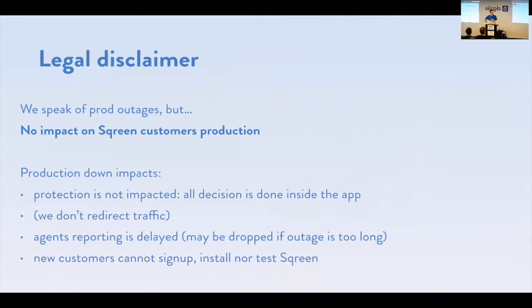I want to tell you that our customers are not impacted by these production outages because we don't redirect traffic, all the protection is done inside the application. So even if Sqreen is down, your application is still protected, right? The only issue is that our new customers cannot subscribe, right? And so it's still quite bad. And obviously we have a delay in the monitoring.